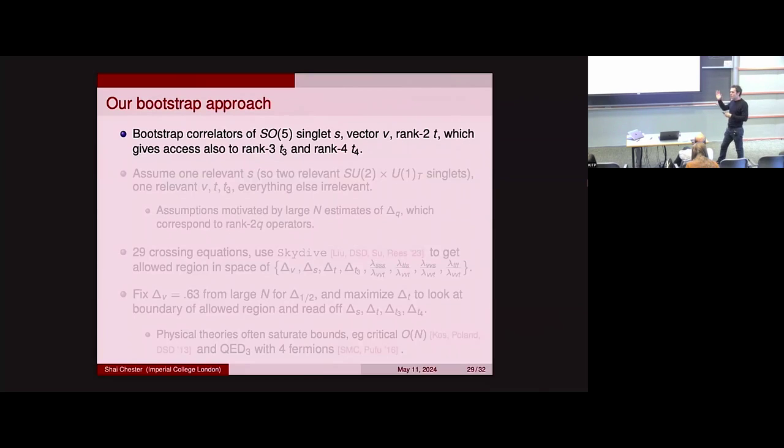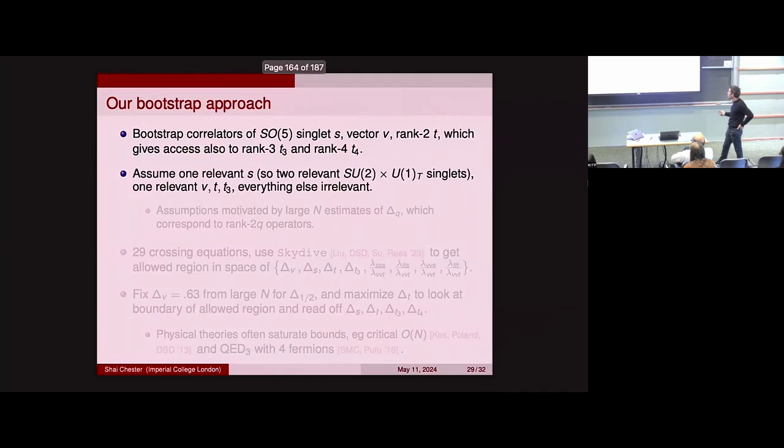Note that I'm doing bootstrap, so I'm only talking about a CFT. I'm not talking about a phase diagram, I'm only talking about a CFT. So what do I do? I'm bootstrapping correlators of SO5, and I'm looking at 4-point functions involving a singlet, a vector of SO5, and a rank 2 of SO5: S, V, and T. I look at the system such that I will have access to as many operators as possible. In particular, I will have access to these operators as well as the rank 3 and the rank 4, because those will show up in the OPE of these operators.